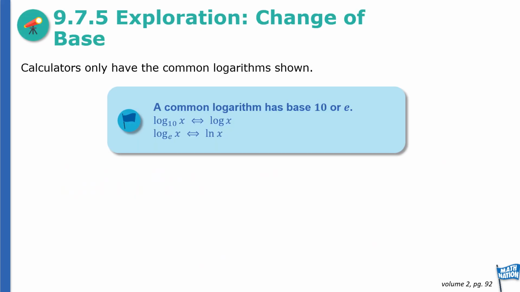Calculators only have the common logarithm shown. A common logarithm has base 10, and the natural log has base e. So log base 10 of x is equal to log x, and log base e of x is equal to ln x. That's the natural log. This is information that you will need for change of base.